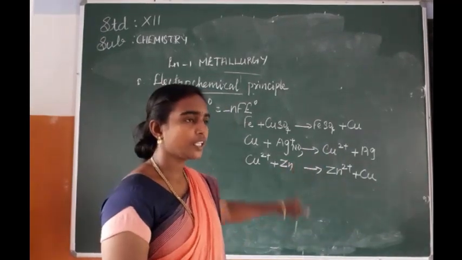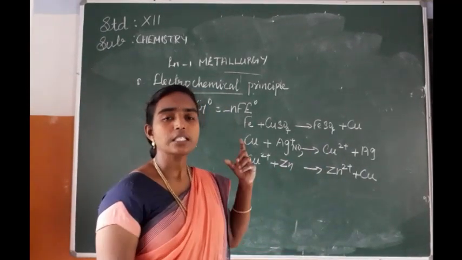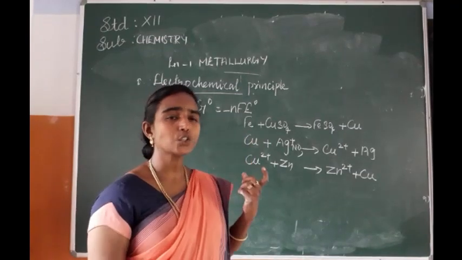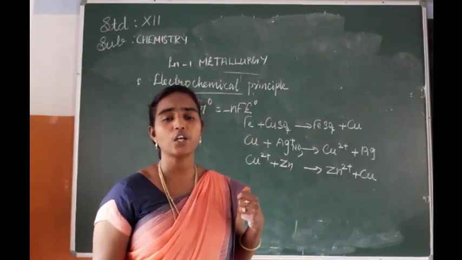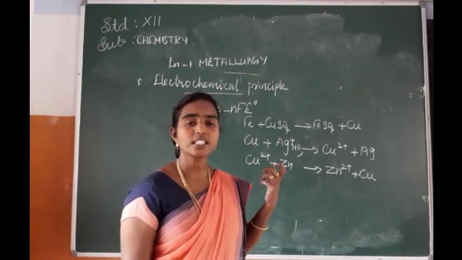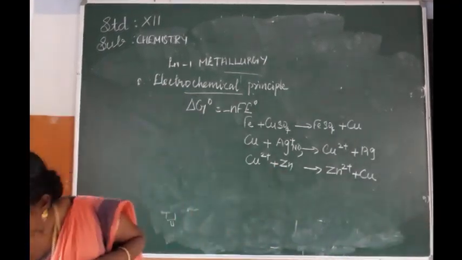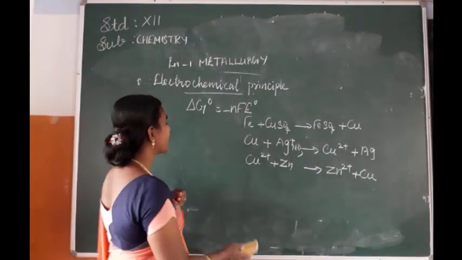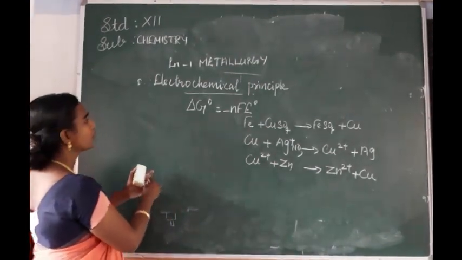Okay. So here we are going to study a method, that is electrochemical extraction of aluminium, the Hall-Héroult process. Okay. So what's that method? That is electrochemical extraction of aluminium, the Hall-Héroult process.